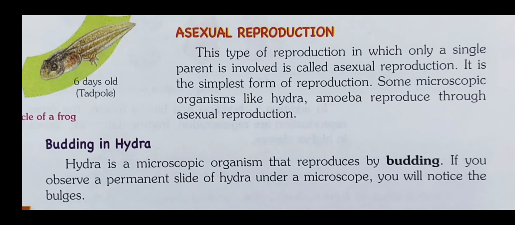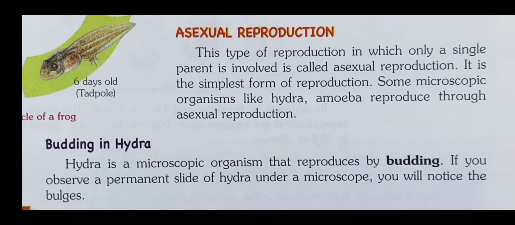Next, you will study about asexual reproduction. The type of reproduction in which only a single parent is involved is called asexual reproduction. It is the simplest form of reproduction. Some microscopic organisms like hydra and amoeba reproduce through asexual reproduction. There are many more types of asexual reproduction. You will study such asexual reproduction in higher classes. In your portion, only budding in hydra and binary fission in amoeba are given. The rest of all you will study in the higher classes.